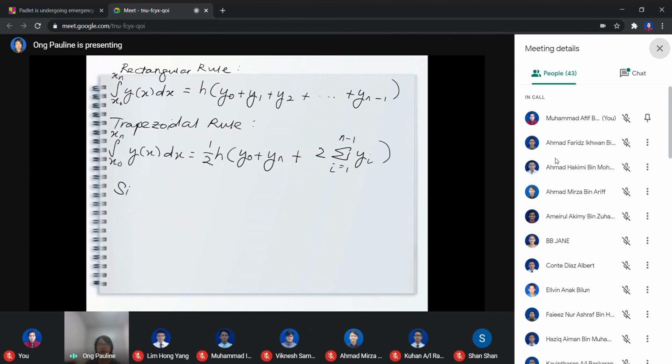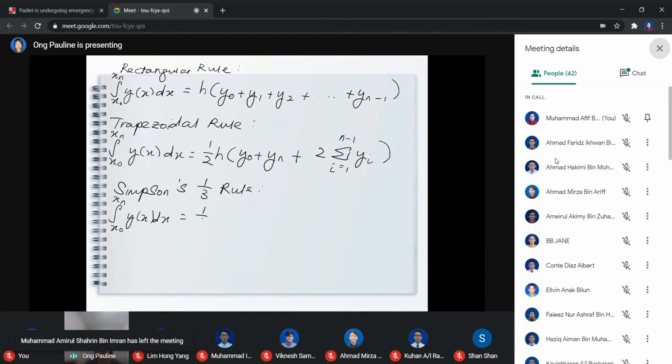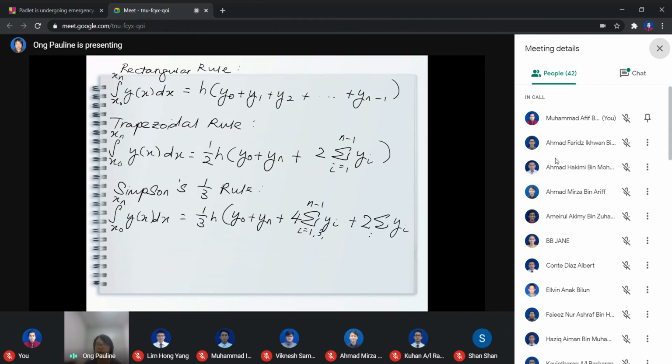Whereas for the Simpson's 1 over 3 rule, the integration is given by 1 over 3h, starting, ending, then I have the 4 multiplied to the odd-numbered terms, and I have the 2 multiplied to the yi where i is an even number.